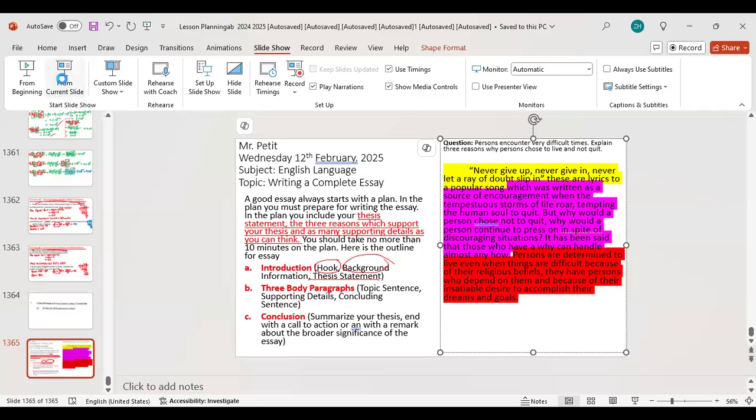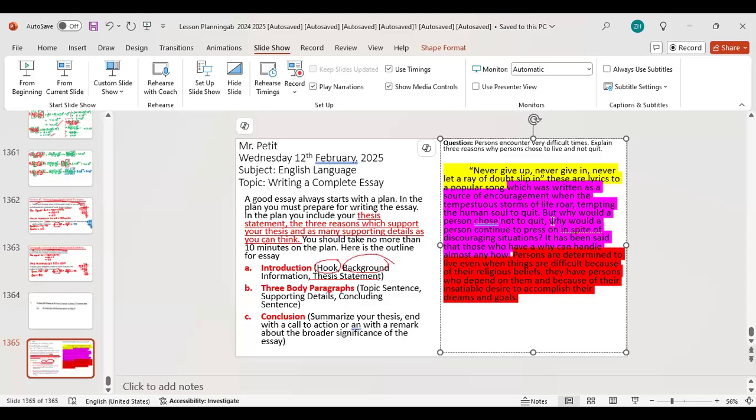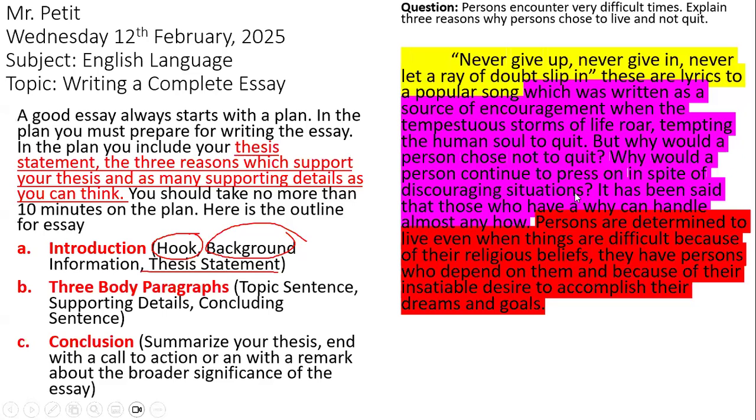Tempting the human soul to quit. But why would a person choose not to quit? Why would a person continue to press on in spite of discouraging situations? It's supposed to be 2 sentences. Why would a person choose not to quit? Capital letter. Why would a person choose to press on in spite of discouraging situations? It has been said that those who have a why can handle almost any out.